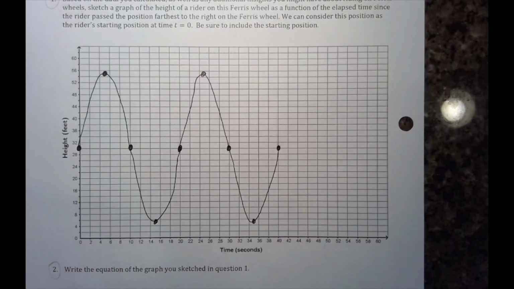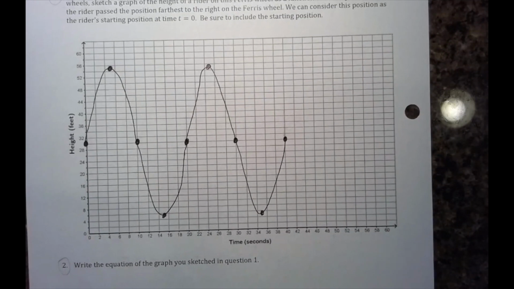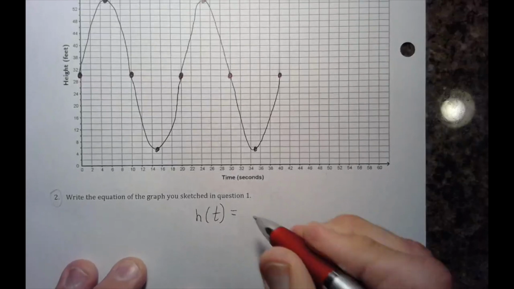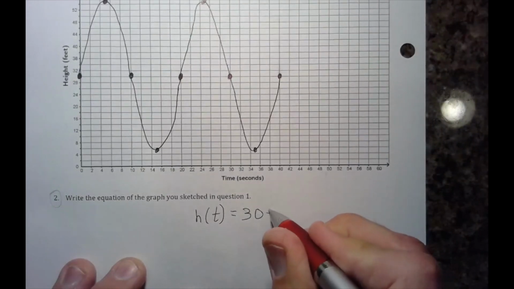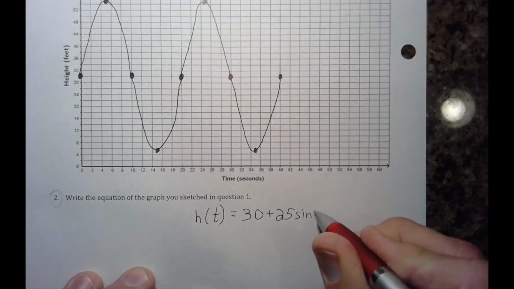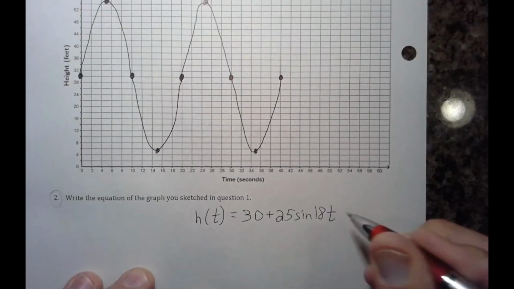Question 2 says to write the equation of the graph you sketched in question 1. No surprise, this is the equation. It's h of t equals 30. We started at 30, and as we rotate around, it's 25 times the sine of 18t.